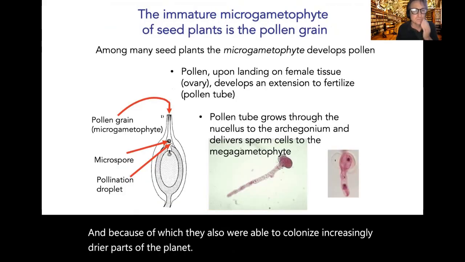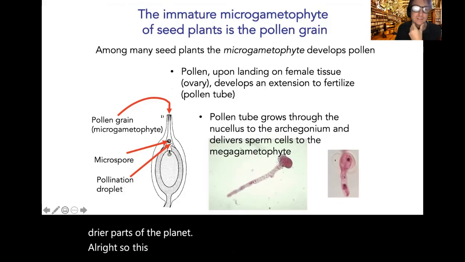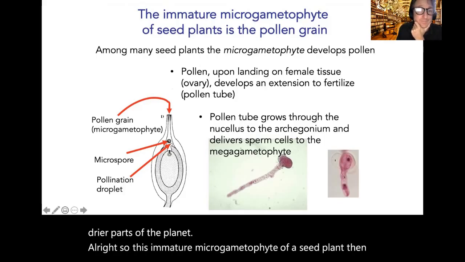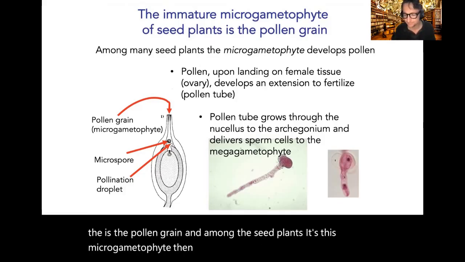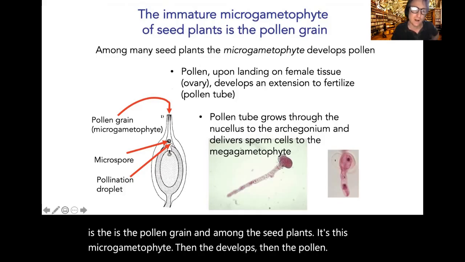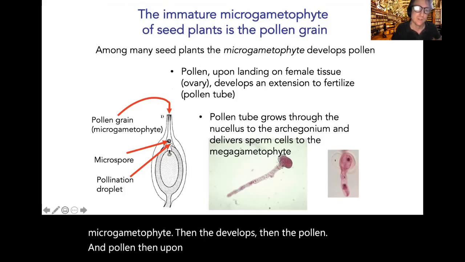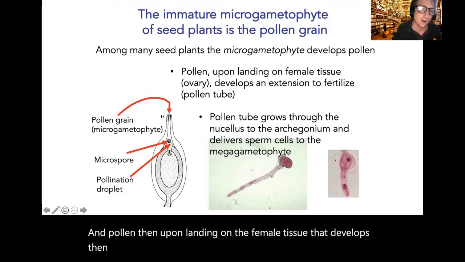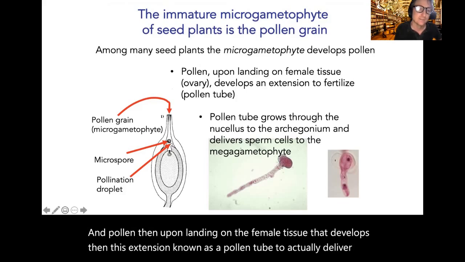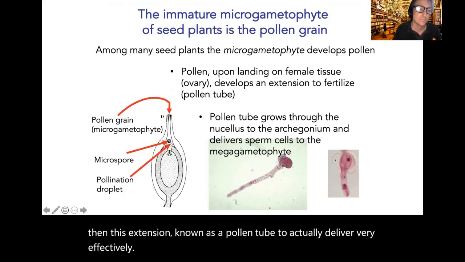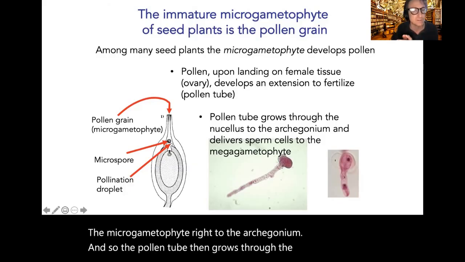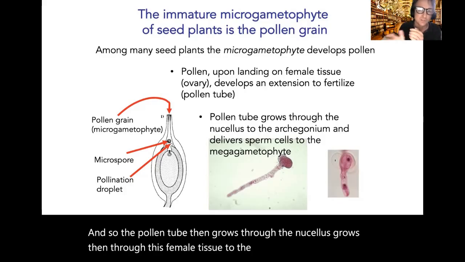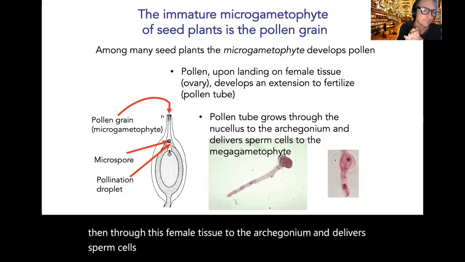All right. So this immature microgametophyte of a seed plant is the pollen grain. And among the seed plants, it's this microgametophyte that develops the pollen. And pollen, upon landing on the female tissue, develops this extension known as a pollen tube to deliver very effectively the microgametophyte right to the archegonium. And so the pollen tube grows through the nucellus, through this female tissue to the archegonium, and delivers sperm cells directly to the megagametophyte.